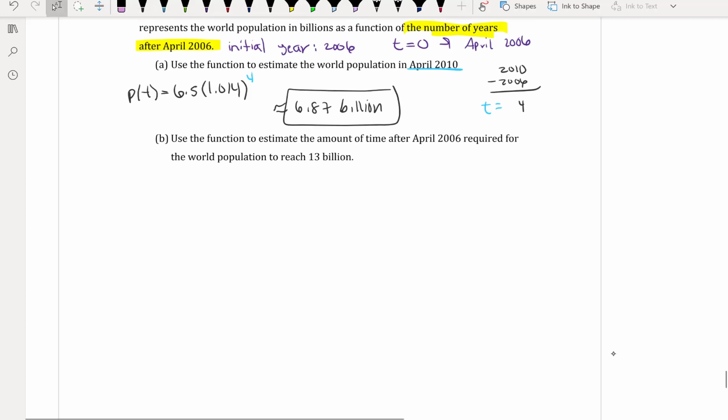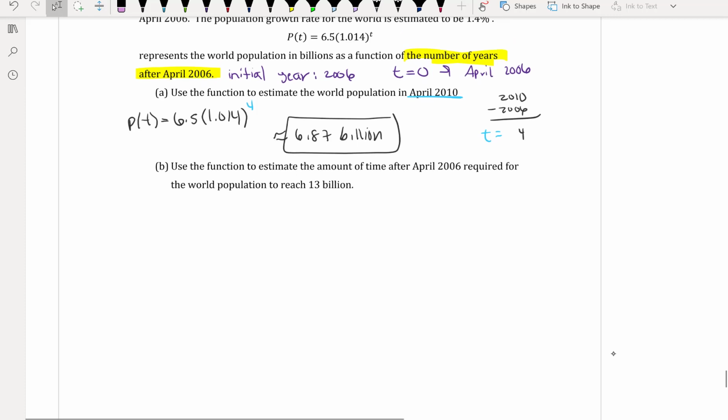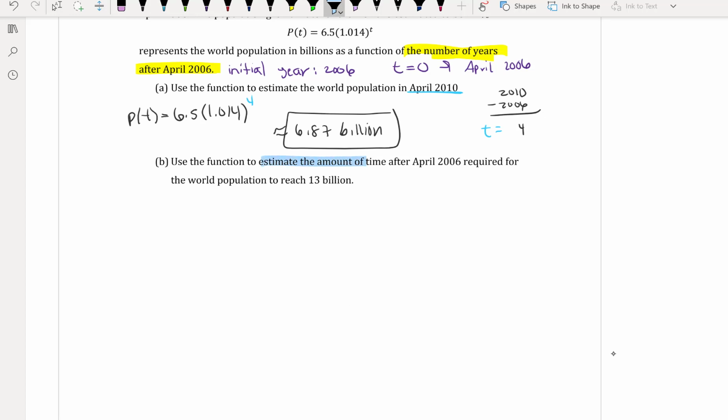Now part B is slightly different. It says use the function to estimate the amount of time after April 2006 required for the world population to reach 13 billion. So now it's specifically asking me to estimate the amount of time. So what is the variable for time? That's t. So I'm trying to solve for t. And what they're giving me is the world population to be 13 billion. So population is equal to 13 billion. Here the population is referred to as P of t. That's equal to 13.